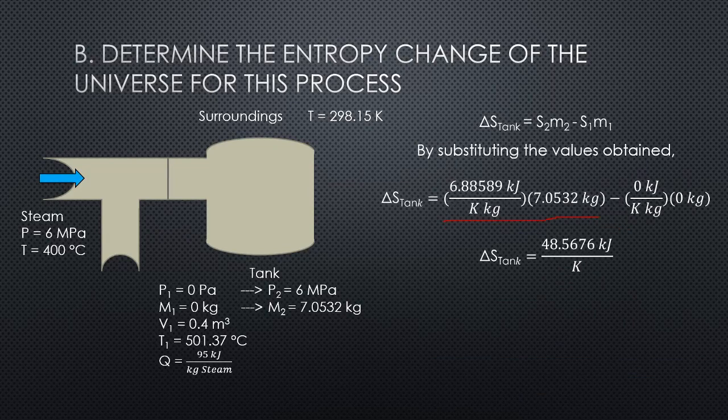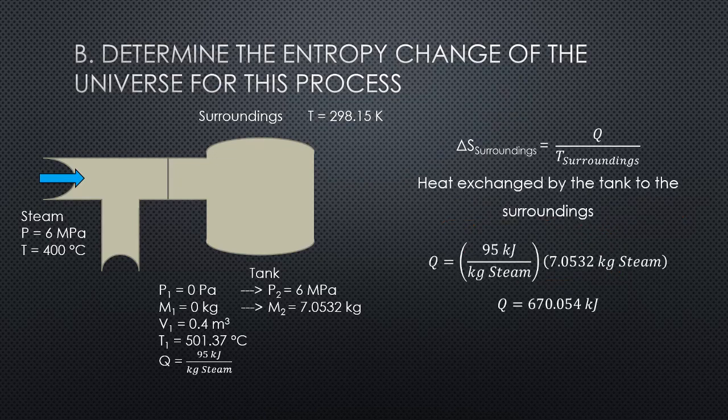By substituting all the values obtained from the preceding calculations, the change of entropy in the tank is equal to 48.5676 kilojoules per Kelvin. The next part is to calculate the entropy change in the surroundings.